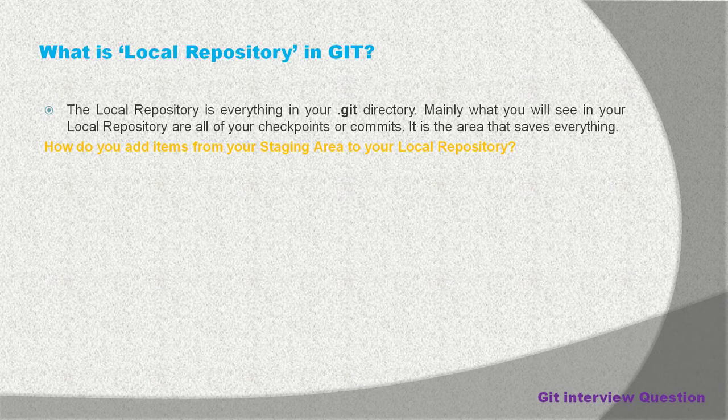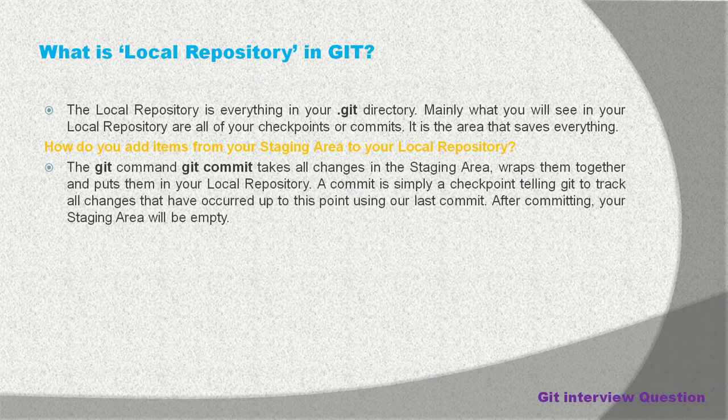Now the question is, how do you add items from your staging area to your local repository? The answer is that the git command is called git commit. It takes all the changes in the staging area, wraps them together and puts them in your local repository. A commit is simply a checkpoint telling git to track all changes that have occurred up to this point using our last commit. After committing, your staging area will be empty.